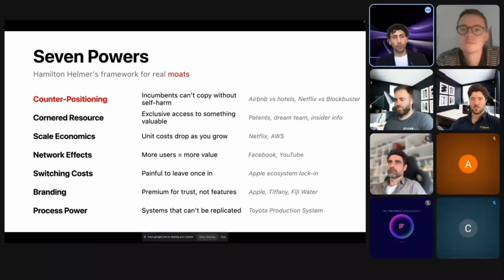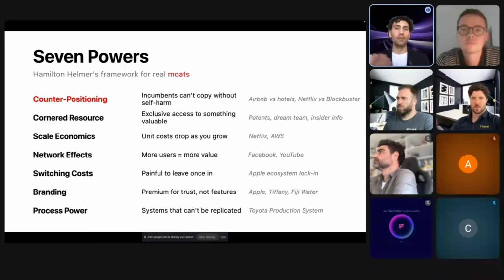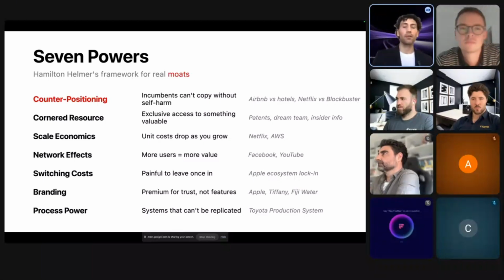For you guys it could be counter positioning, for example, for the fund management part. In order to enter your market, fund managers need to cannibalize their sales, right? Because they need to fire the people doing the manual work and start hiring tech people like you and build a new business. The same for hotels and Airbnb. For a big hotel to become Airbnb, they need to start losing some sales before actually becoming profitable and competing with Airbnb. So that's one of your moats.